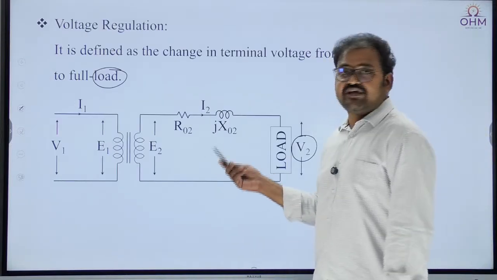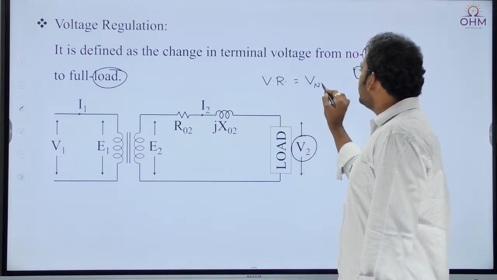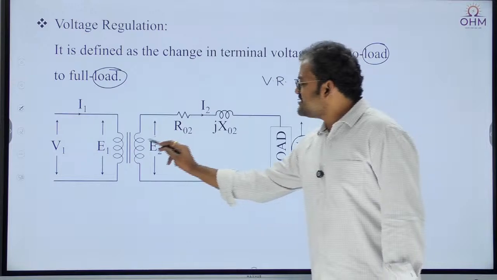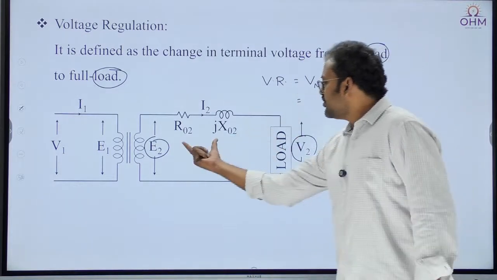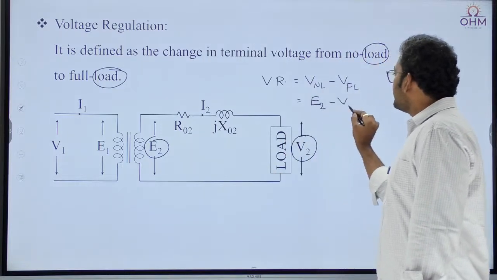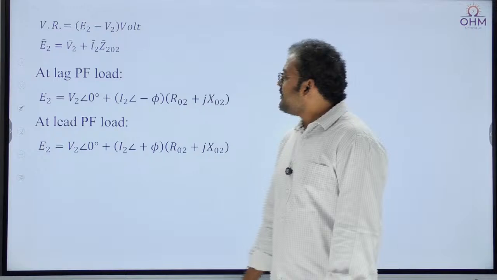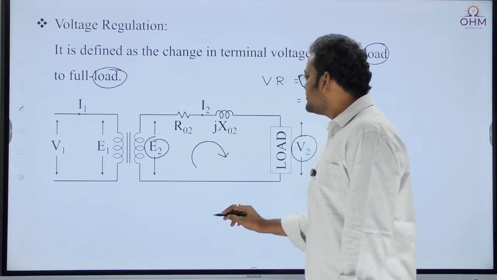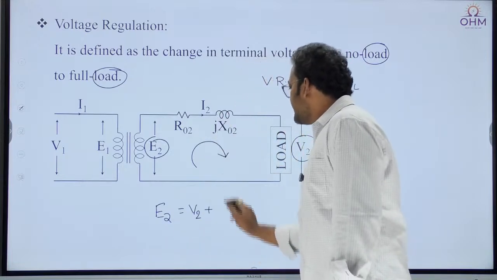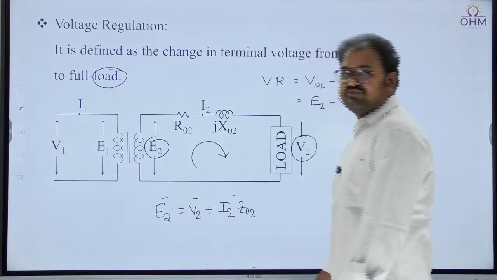Now let us see the formula for voltage regulation. Voltage regulation is simply the change in terminal voltage from no load to full load. So voltage regulation is equal to no load terminal voltage minus full load terminal voltage. No load terminal voltage means this value E2, because when the load is disconnected, there is no drop in this impedance, so terminal voltage is simply E2, minus full load terminal voltage V2. So voltage regulation is E2 minus V2. And if I apply the KVL equation in this loop, E2 is equal to V2 plus the current I2 into impedance Z02. But remember, vectorially we have to add, that is very, very important.